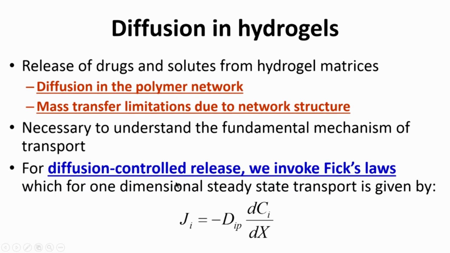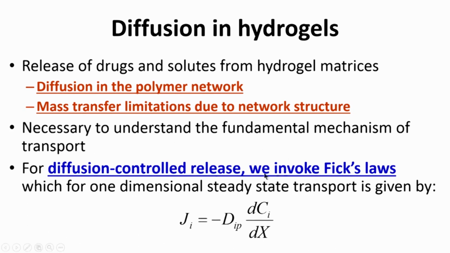Then the next thing is diffusion in the hydrogel. Let us say the pores are big enough or not big enough, how does the drug diffuse from such a system? Release of drugs and solutes from the hydrogel matrices is defined by diffusion in the polymer network. So, there are mass transfer limitations due to the network structure itself. It is necessary to understand the fundamental mechanism of this transport.